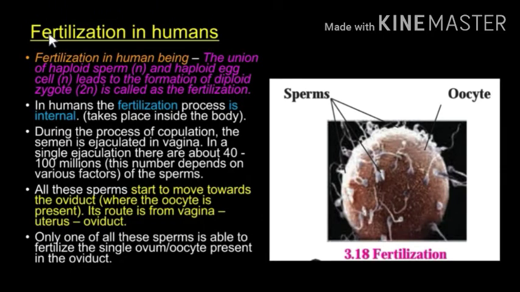Now, further we will see about fertilization in humans. You are able to see the image shown here. This is taken from the Balbharti textbook. Now you can see here there is the oocyte, and on the surface of this oocyte, many sperms are there which are trying to penetrate into the oocyte. But out of all these, only one is able to get entry into the oocyte.